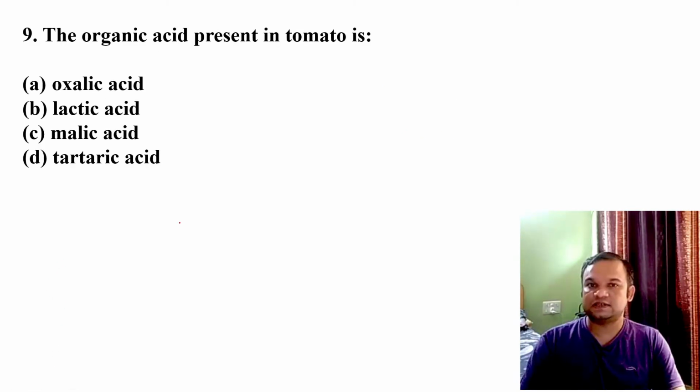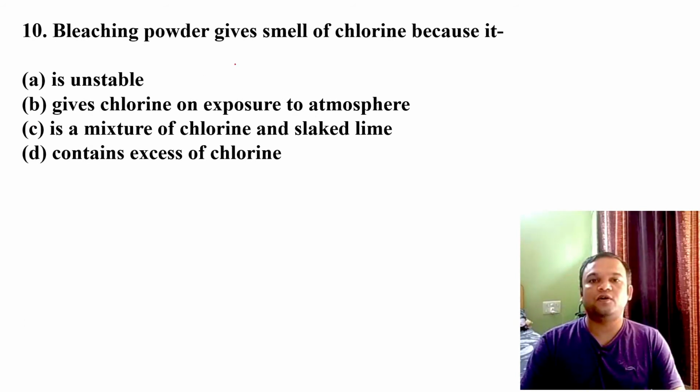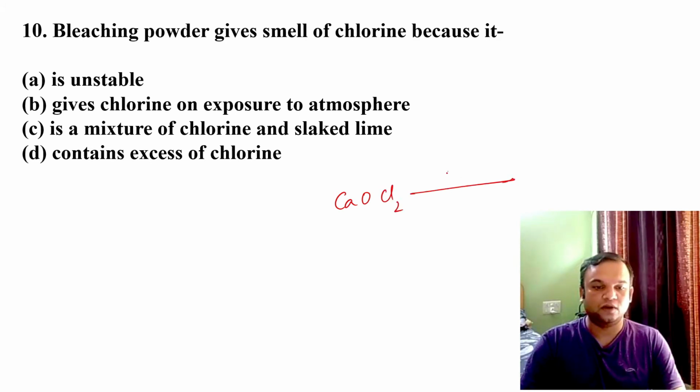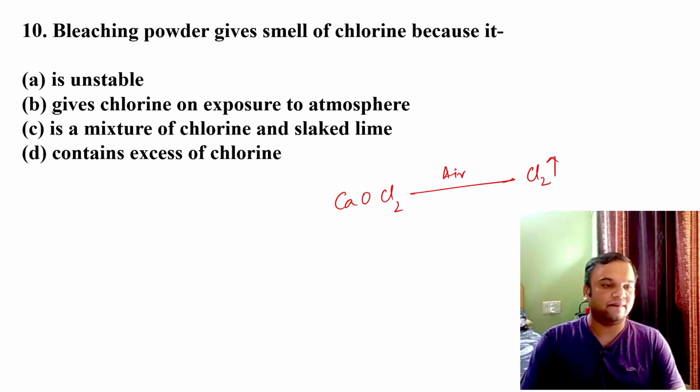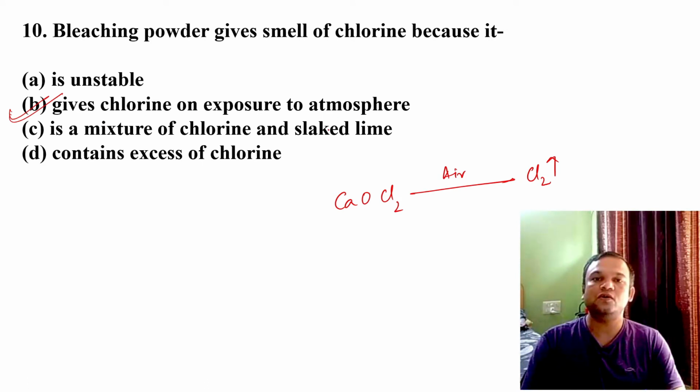The next question says, the organic acid present in tomato is. In tomato we find malic acid as the prominent organic acid. The next question says, bleaching powder gives smell of chlorine because, students, bleaching powder is CaOCl2. If it is exposed to atmosphere, then it will release chlorine gas into the atmosphere, and that is why option B will be the correct answer, which says gives chlorine on exposure to atmosphere.